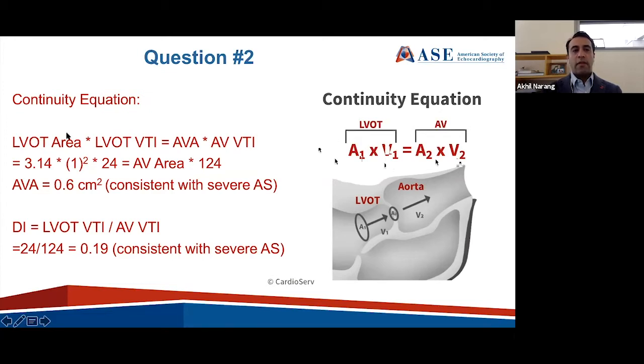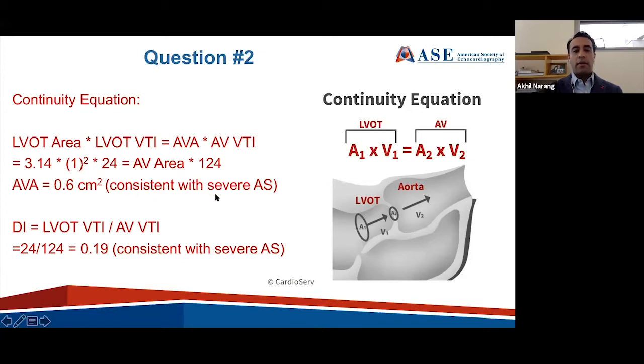Solving for this, we get the LVOT area times the LVOT VTI should equal the aortic valve area, which is what we're going to solve for, times the aortic valve VTI. Solving for this gives us pi times the radius squared. Remember, we're given the diameter in the answer choice, so we have to divide this by 2. Times the LVOT VTI, which was given in the previous slide, 24, equals what we're solving for, the aortic valve area, times the aortic valve VTI, which is 124. This is again derived from continuous wave Doppler. From here, we get an aortic valve area of 0.6 centimeters squared.